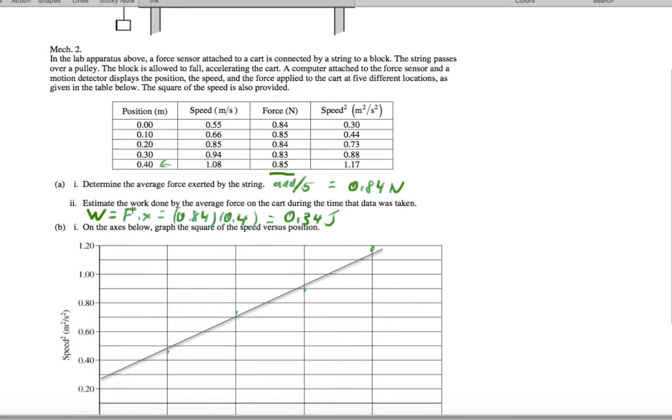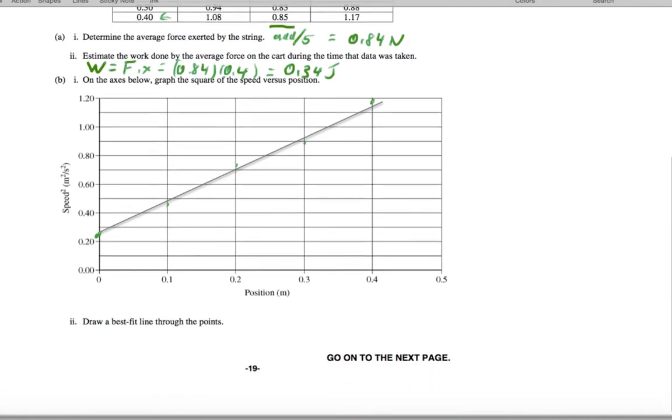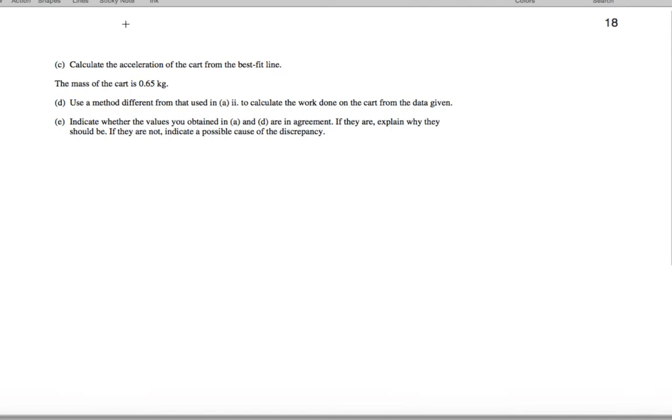Now, I've taken the liberty of plotting speed squared versus position, and this is the graph I got. And again, when they say draw the best fit line, draw a straight line. You don't touch all the points. You want to make sure that you've got some points above and below. And now what we want to do is use this slope to get the acceleration.